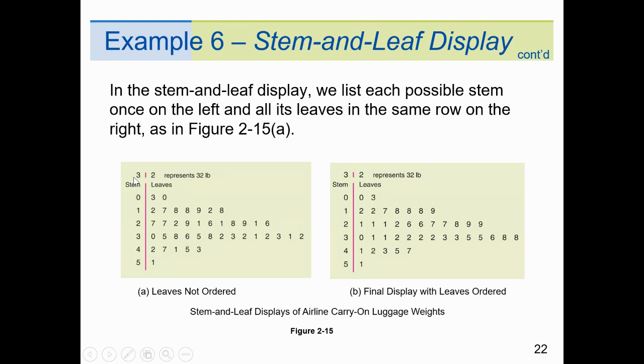3, 2 represents 32 pounds. A 1 and an 8 would be 18 pounds. A 4 and a 5 would represent 45 pounds, and so forth. Stem and leaf. In this case, the stem is a tens digit and the leaf is a ones digit.